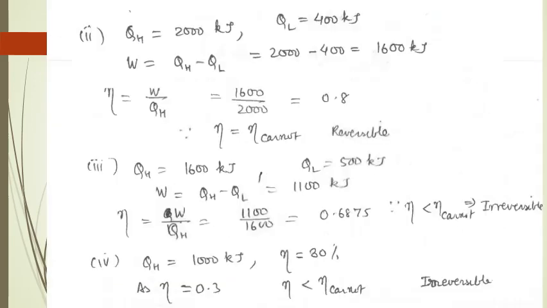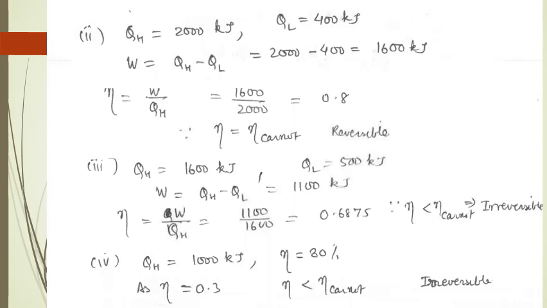Now for the second case, QH is equal to 2000 kilojoule and QL is equal to 400 kilojoule. So work would come out to be 1600 kilojoule, and the efficiency of the engine comes out to be 80% by using these energy parameters, that is work done upon heat supplied. So it yields the result that the efficiency is equal to Carnot efficiency, and this is a reversible engine, as the answer is similar to the case of the reversible one which we have computed earlier.